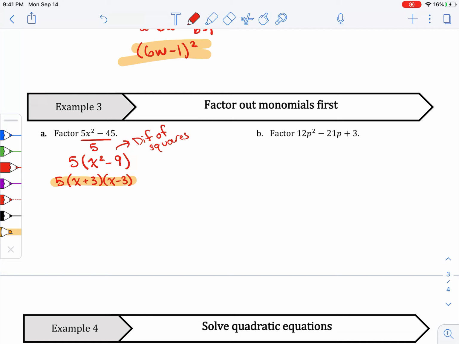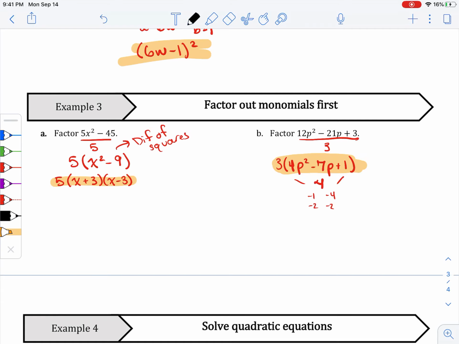Part B, if I want to factor something out here, I could factor out a 3. So I'm left with 3 times 4p squared minus 7p plus 1. And now when I try and factor, I'd have 4 times 1, which the factors of that would be negative 1, negative 4, negative 2, negative 2. Notice my factors aren't going to add up to negative 7. So by factoring out this monomial first, I see that this can't be factored any further than this. It would still be wrong if you just left it as the original, but it's right by factoring out that 3.